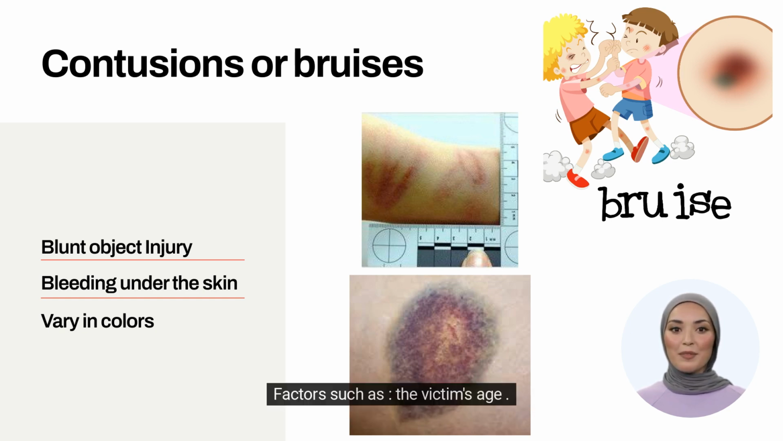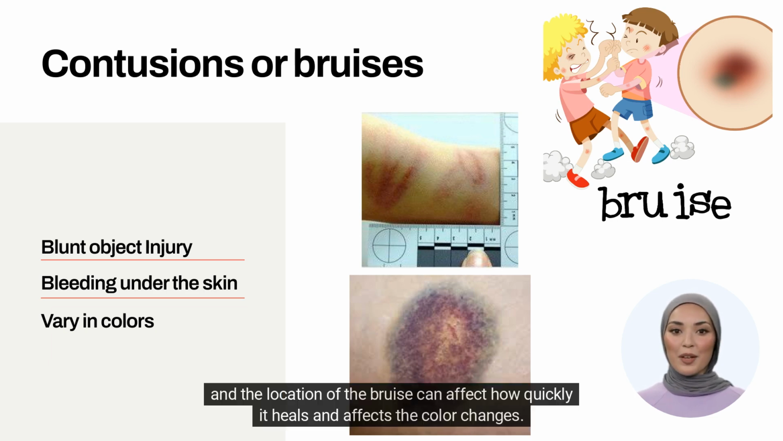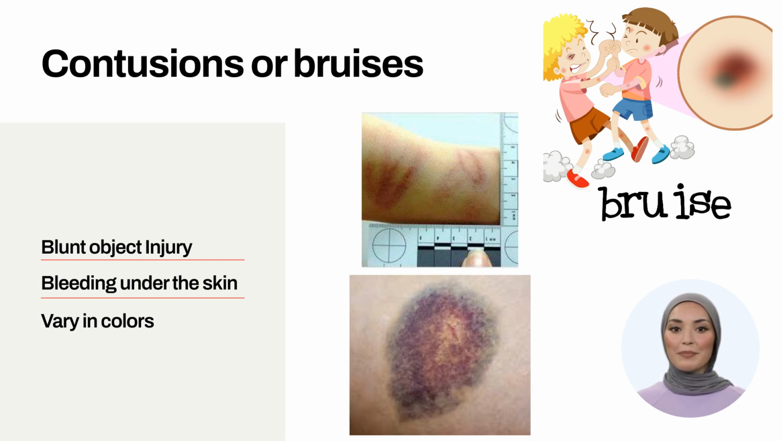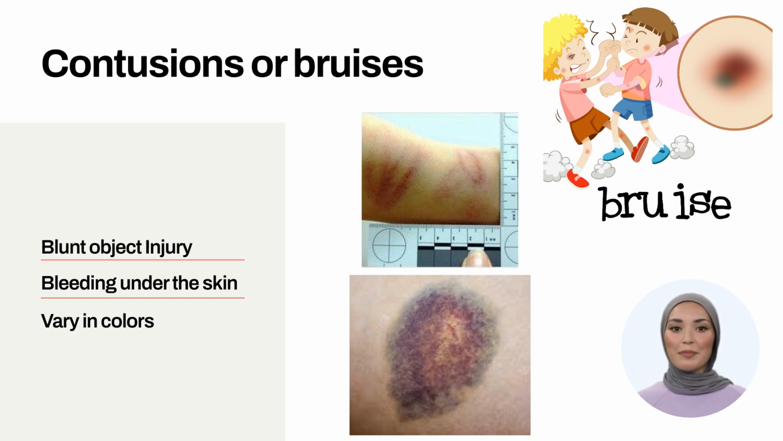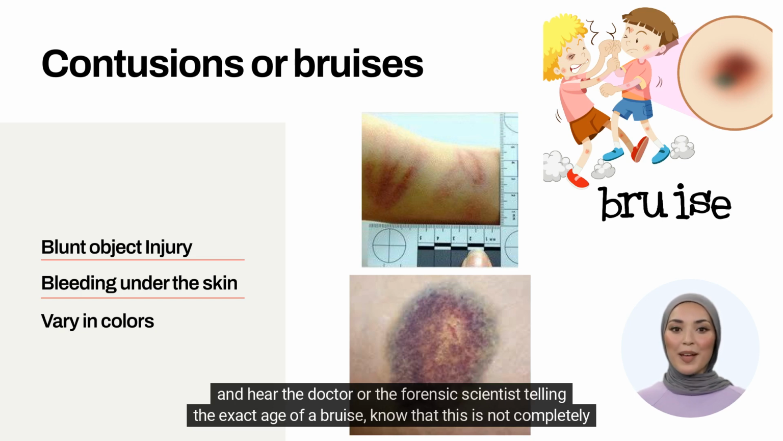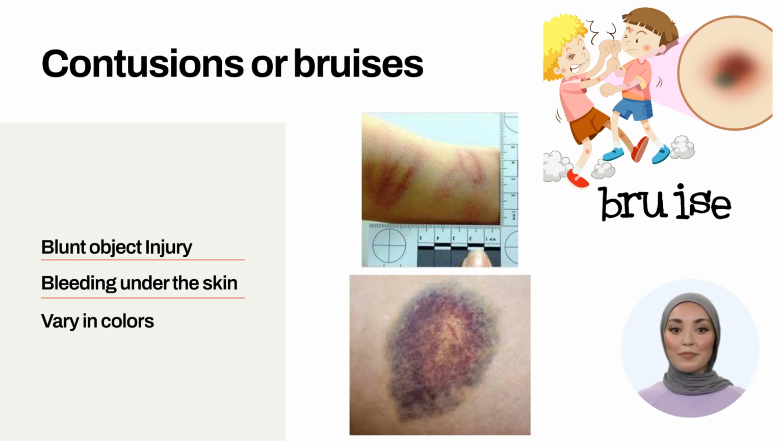Factors such as the victim's age, health, and the location of the bruise can affect how quickly it heals and affects the color changes. This can make it difficult to establish a precise timeline. So next time you watch a movie about CSI and hear the doctor or the forensic scientist telling the exact age of a bruise, know that this is not completely true.